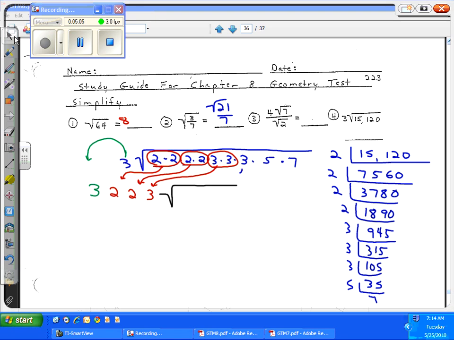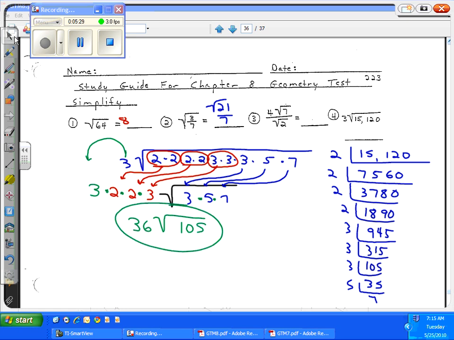What did not get circled in a set goes back in. If there's more than one number on the outside, they get multiplied. 3 times 2 times 2 times 3 is 36. If there's more than one number on the inside, they get multiplied. And so we get 36 square root of 105. 36 square root of 105 for number 4. Any questions on that? Okay.